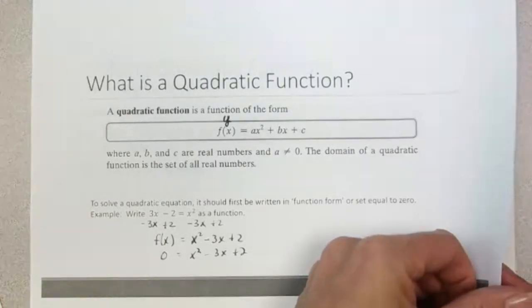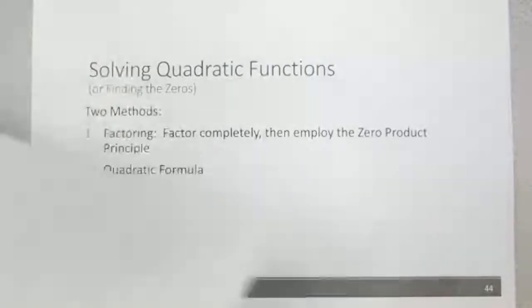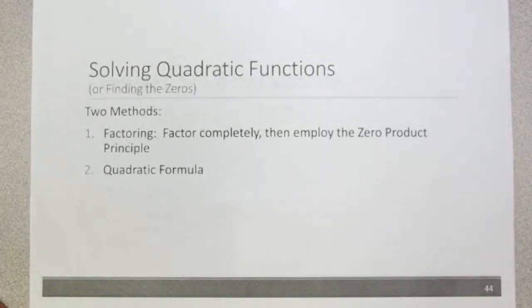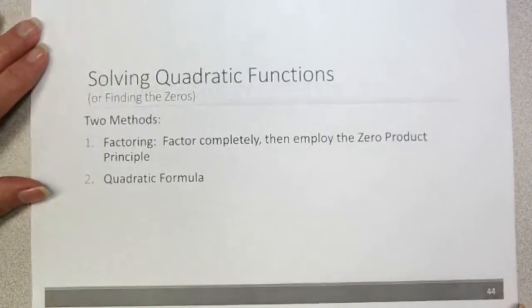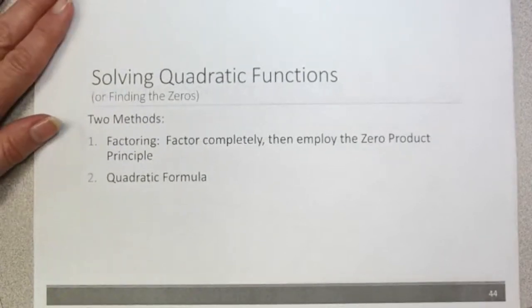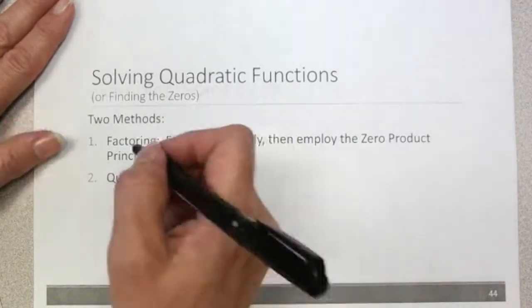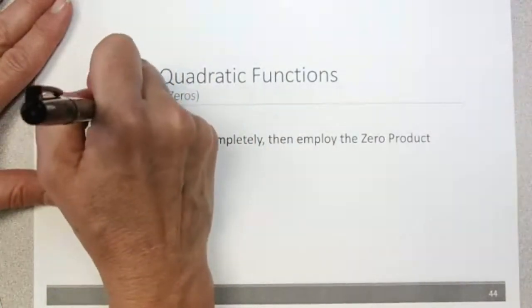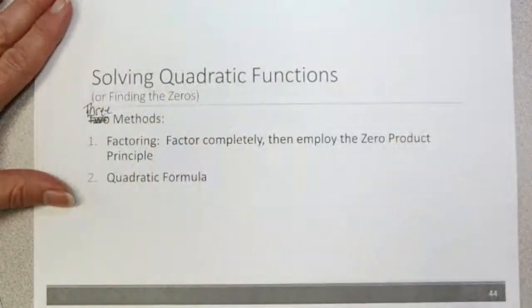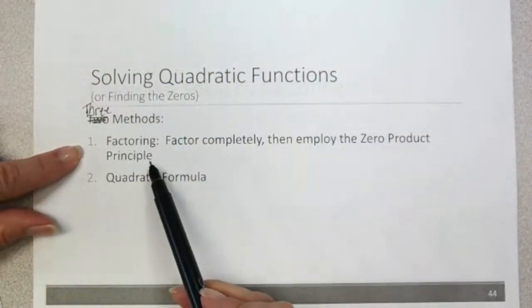There are several methods that can be used to solve a quadratic equation, or we might say we're finding the zeros of a quadratic function. There are 3 methods, so let's look at them all at once. The first method would be factoring.